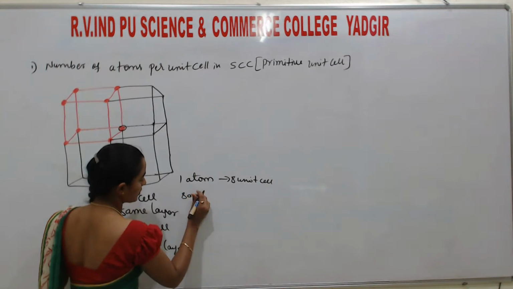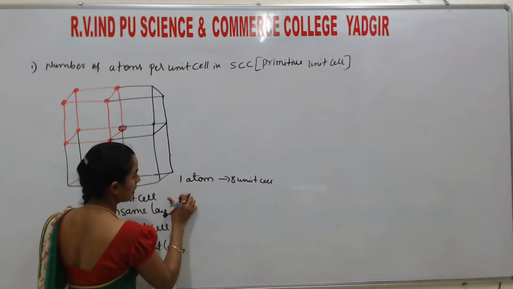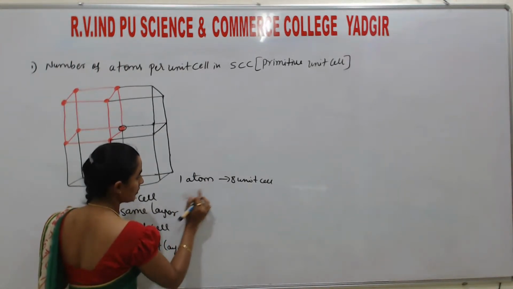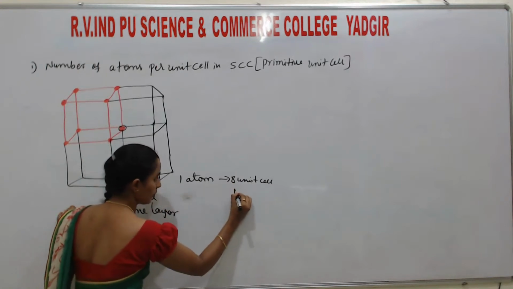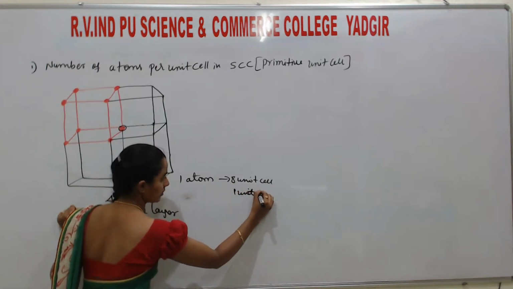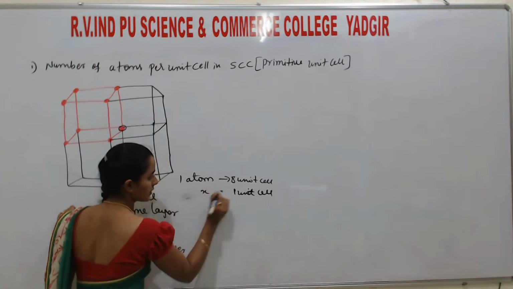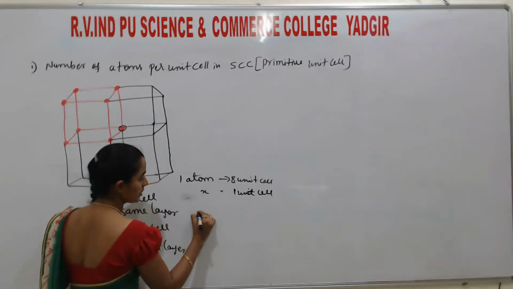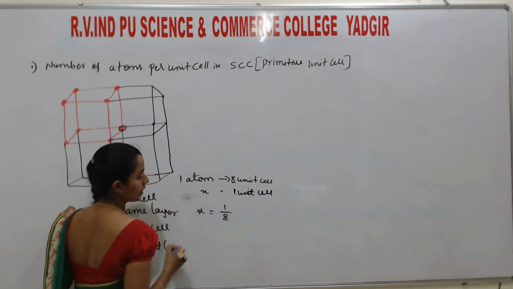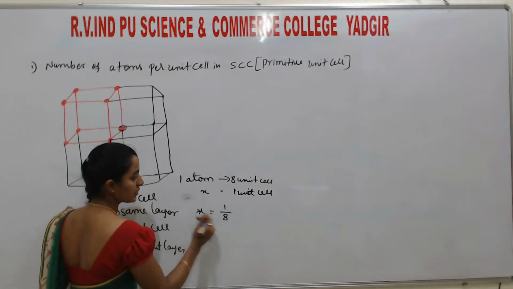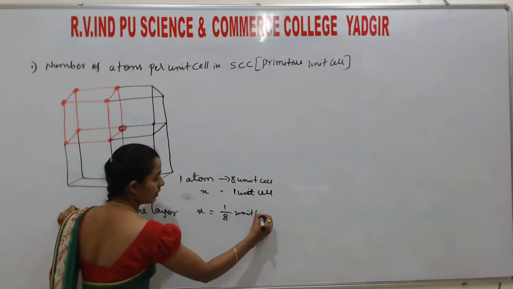So 8 atoms are there. Are you missing? 1 atom is shared between 8 unit cells. So for 1 unit cell, how much? This is x. So x is equal to 1 divided by 8.